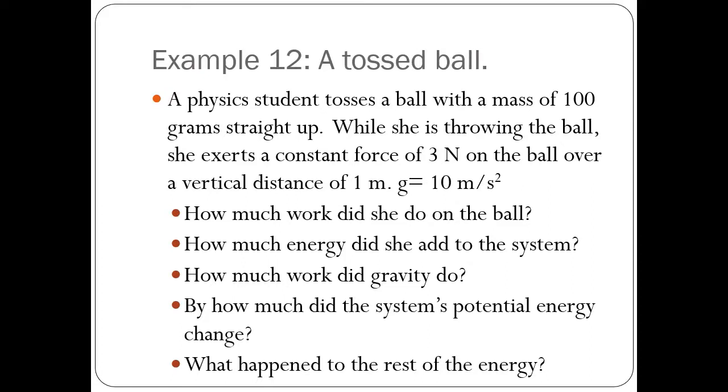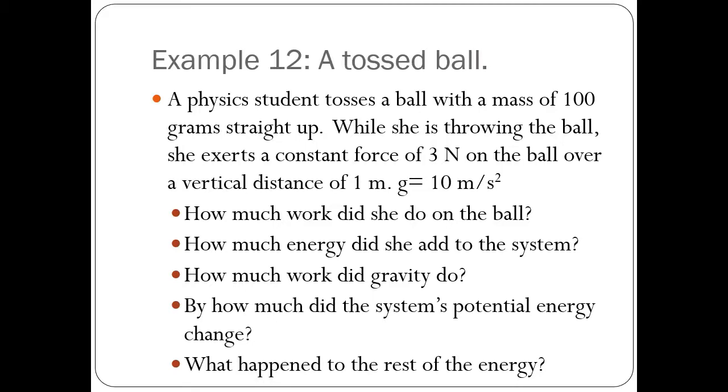Let's do this in detail. You can kind of see how this works. If a student tosses a ball with a mass of 100 grams straight up, while she is throwing the ball, she exerts a constant force of 3 newtons on the ball over a vertical distance of 1 meter. And g is going to be equal to 10 today, 10 meters per second per second. How much work did she do on the ball? Well, she does a constant force of 3 newtons, a vertical distance of 1 meter, so that's 3 times 1, that is 3 joules.